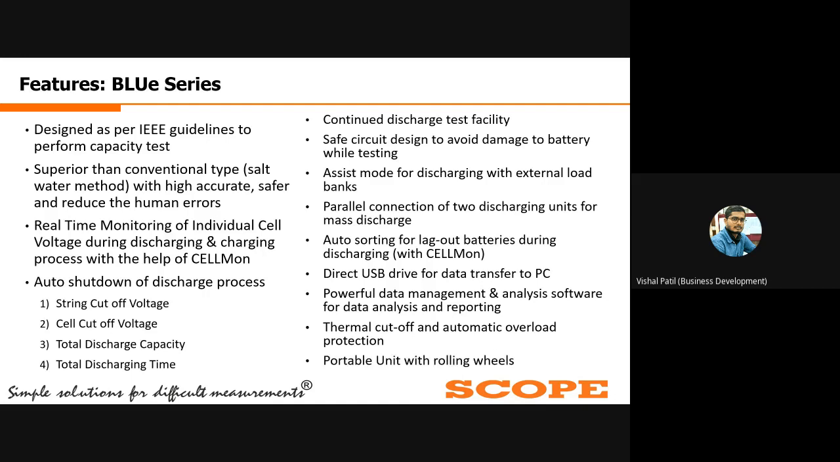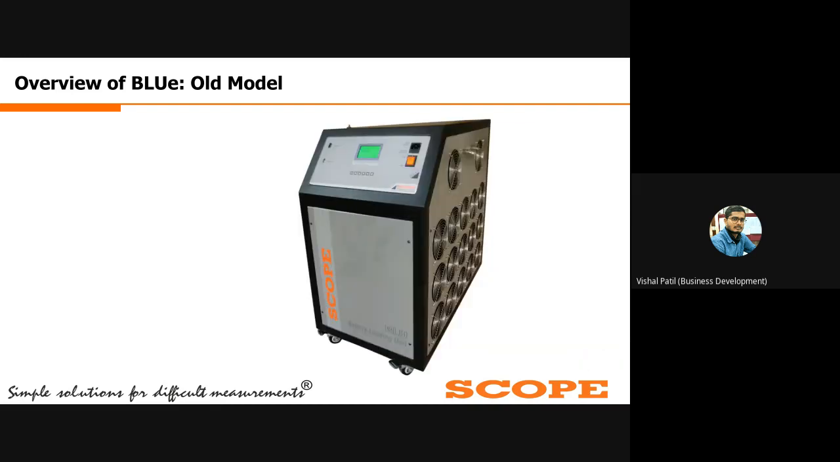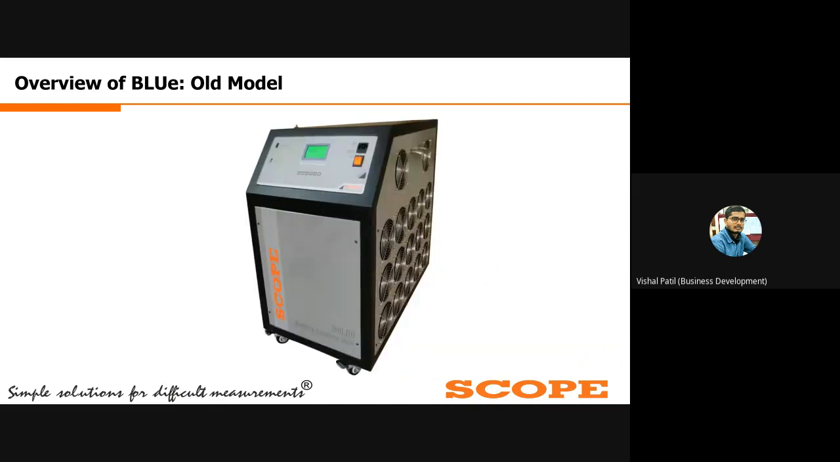Then this instrument is installed on a metal frame and it has rolling wheels so that you can easily carry it from one place to another. Now we will show you the overview of our old blue model having the LCD display and keyboard interface. So this is the old battery loading unit in which we are using forced fan cooling technology.